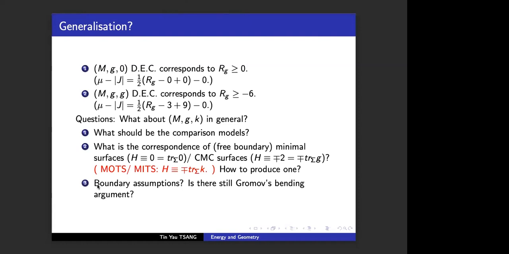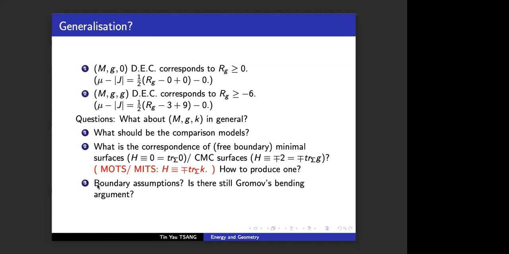And then secondly, what about the boundary assumptions? Because as we can tell, even for the hyperbolic scenario, the mean curvature assumption is a little bit more complicated. So what about MGK in general? Moreover, is there a Gromov bending argument? So that's making our life easier.